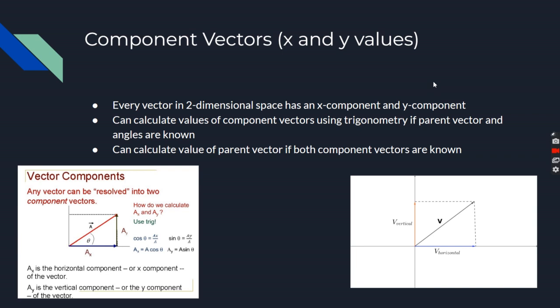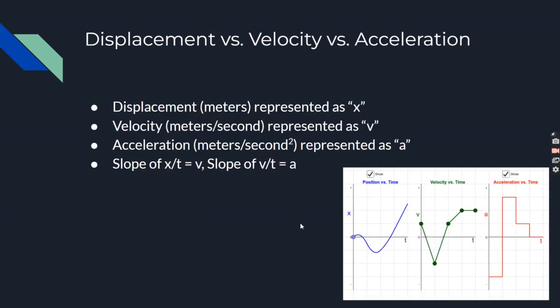So with vectors, you have component vectors. And component vectors are just, if you have a vector in 2D space, you have an x direction right here and a y direction. And you can use trigonometry, using angles, to find out the components, or if you know both of the components, you can use the Pythagorean theorem to find out the full vector length. It's pretty complicated, and you'll usually have to use it in later units.